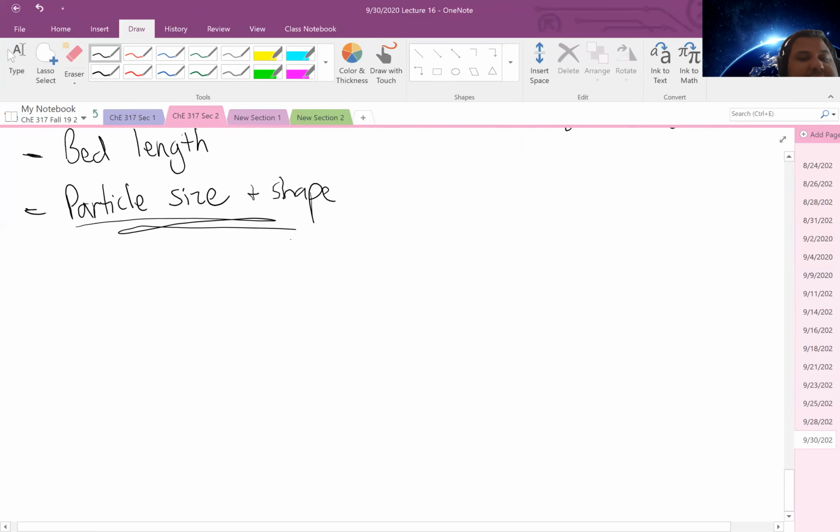When we're looking at particle size and shape, one thing that comes to mind is our particle sphericity. Keeping in mind, we stated that sphericity was 6 times the volume of the particle over the surface area and the diameter or characteristic length.